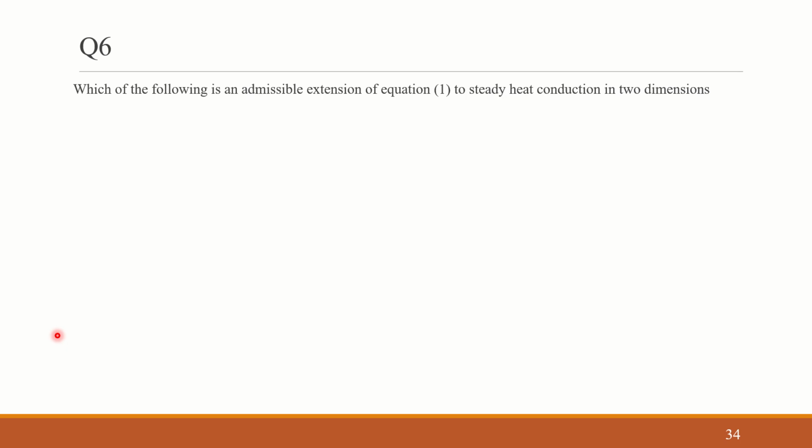So we'll start again. Question 6 is about this: which of the following is an admissible extension of equation 1 to steady heat conduction in 2 dimensions? Statement 1: del square T by del y square plus del square T by del z square is equal to 100.